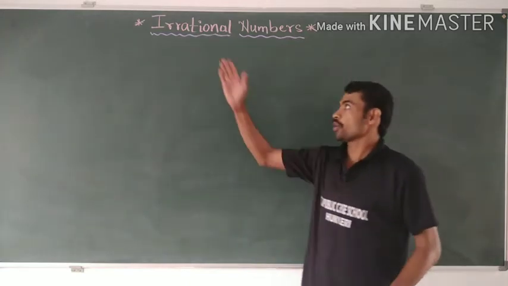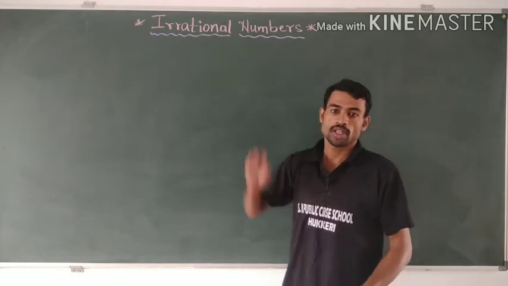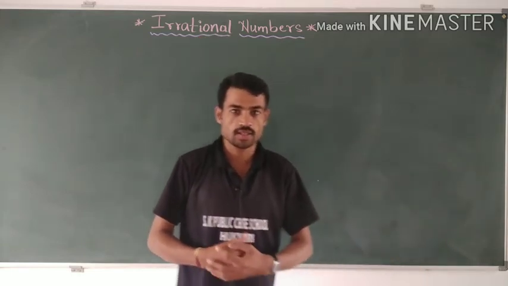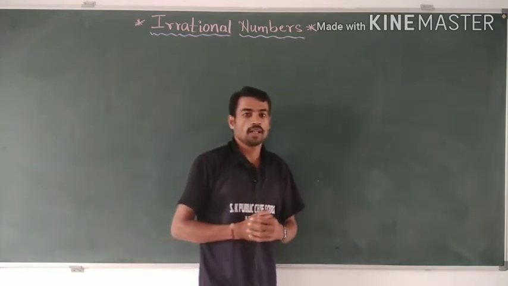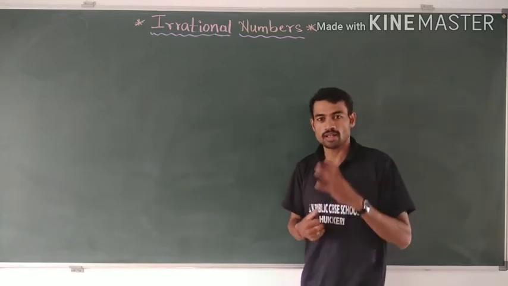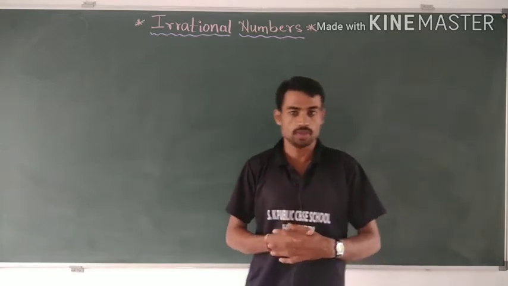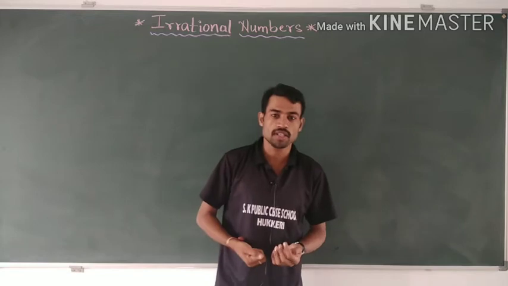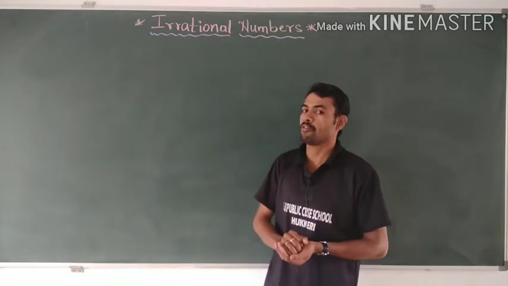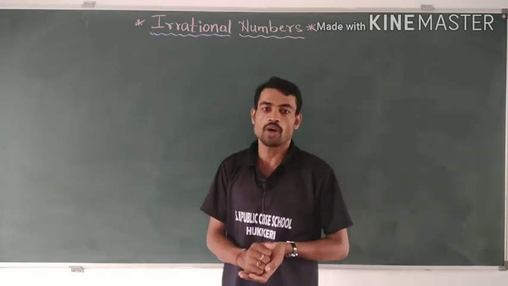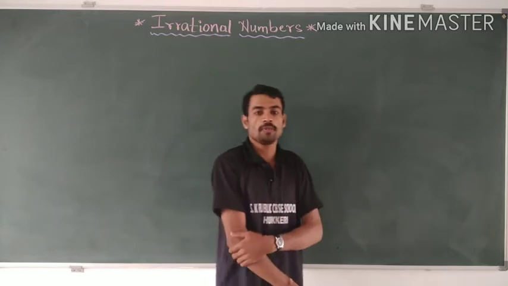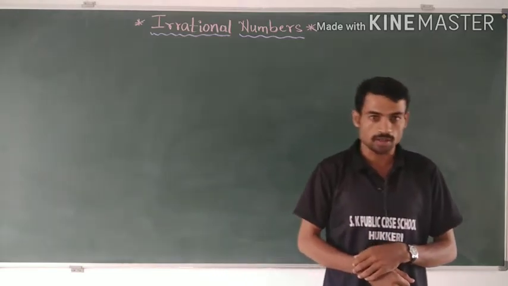Students, today we are going to discuss irrational numbers. In the previous class we discussed the fundamental theorem of arithmetic, clear? And we also discussed what rational numbers are. So what are rational numbers, dear students? The numbers which can be expressed in the form p by q, where p and q are integers and q is not equal to 0. Such numbers are said to be rational numbers.